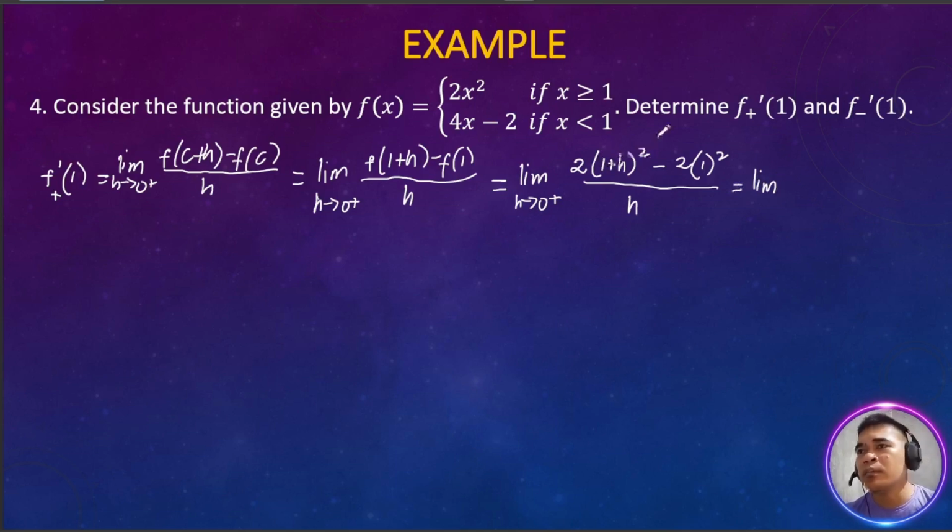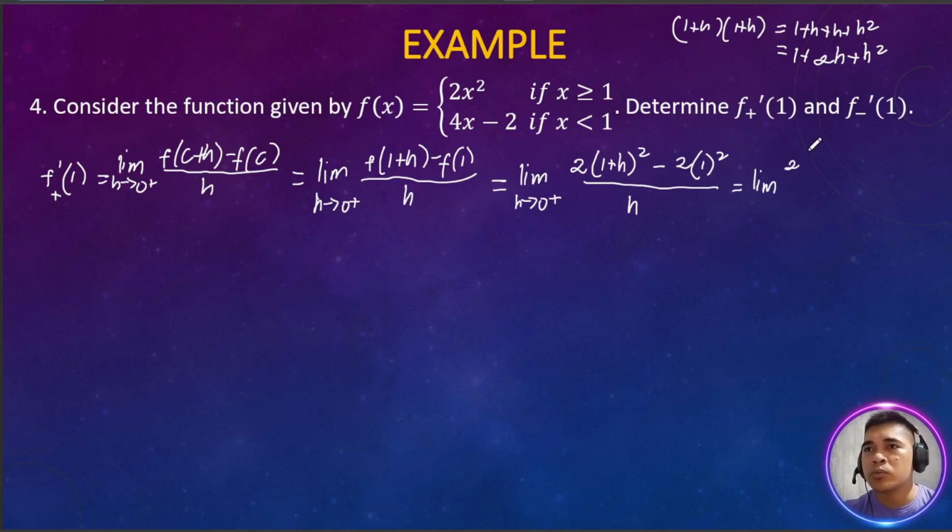So the square of 1 plus h, we get 1 plus h times 1 plus h, which is 1 plus h plus h plus h squared. So we get 1 plus 2h plus h squared. So we get 2 times h squared plus 2h plus 1 minus 2. Right? 1 squared is 1, 2 times 1 is 2, over h as h approaches 0 from the right.